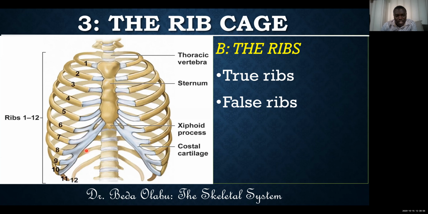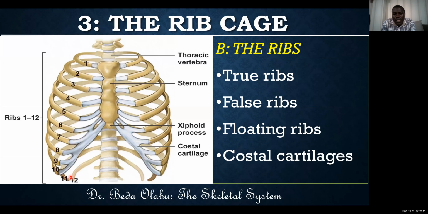For rib 11 and 12, they are called floating ribs because their cartilage doesn't join anything. Remember, there are a total of 12 pairs of ribs, whether you are Adam or Eve. The cartilage at the ends of the ribs are the ones we call costal cartilages. Costal cartilages are hyaline type of cartilage.